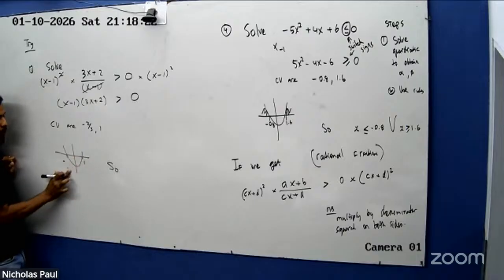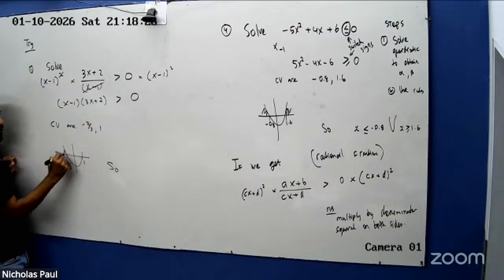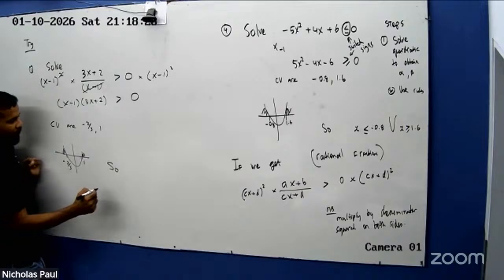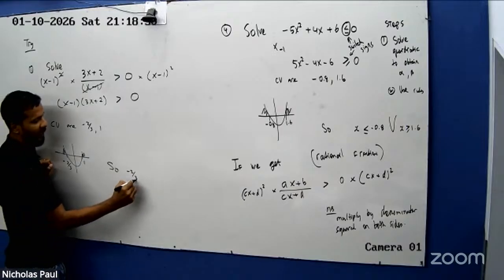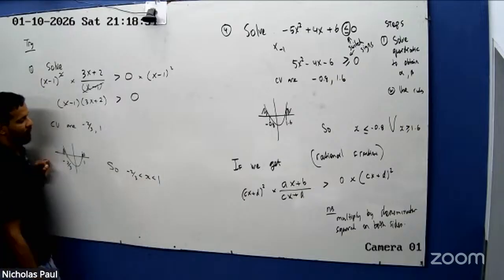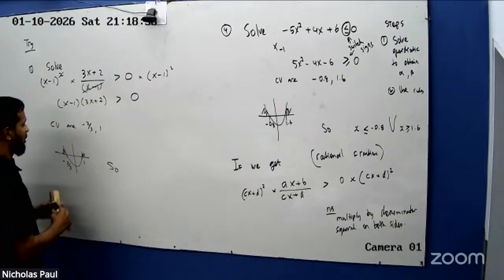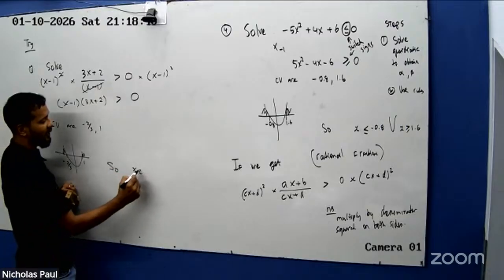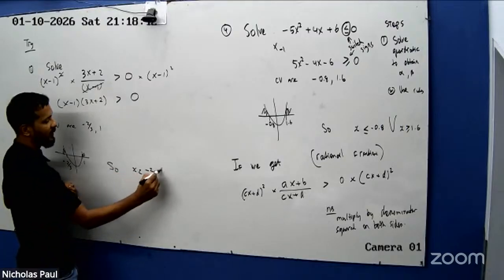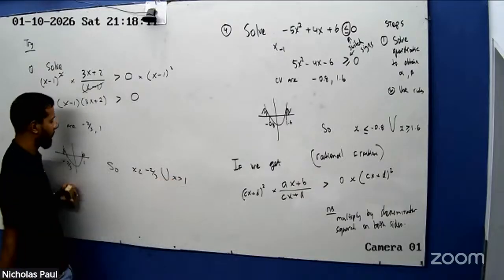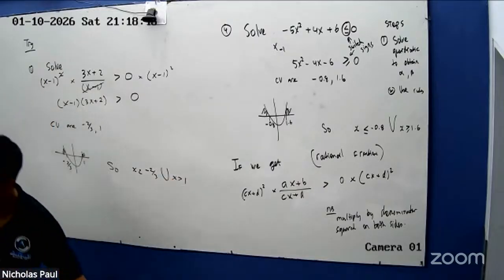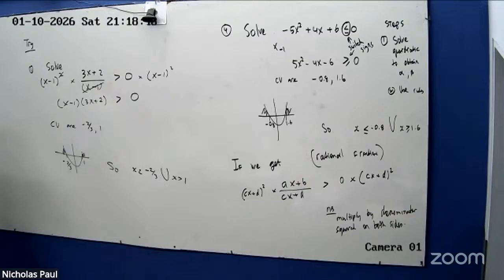Right? So we have minus 2/3 here. We have 1 here. Question says more than, so shade here. So our solutions are: x is less than minus 2/3, together with x is more than 1. Okay, those are your solution sets.